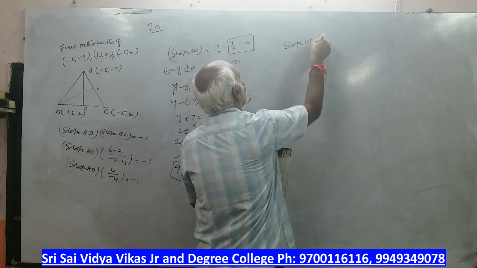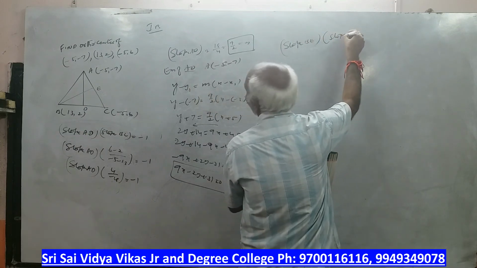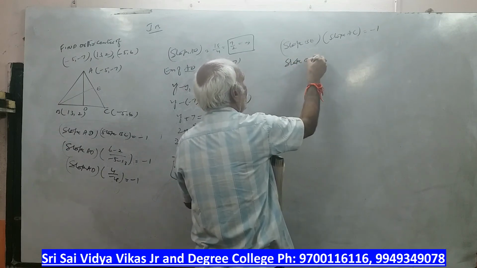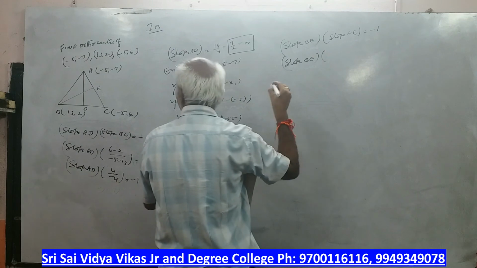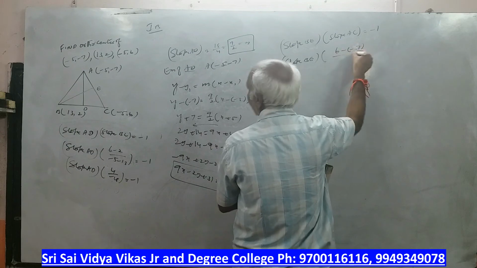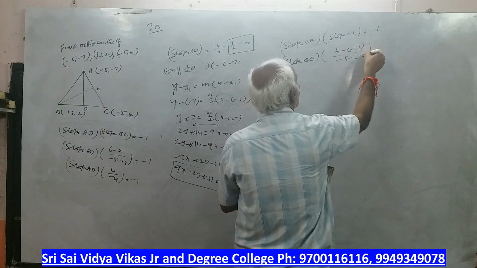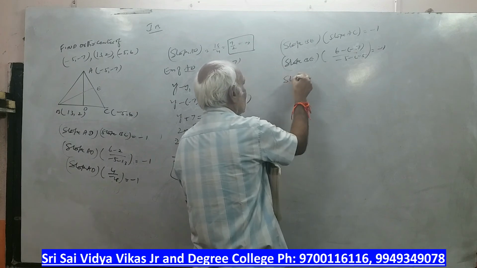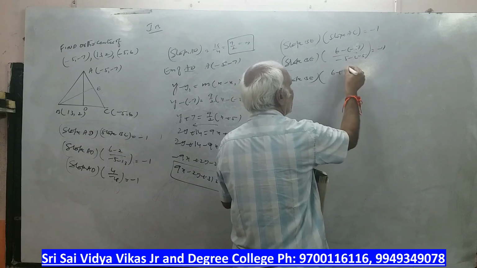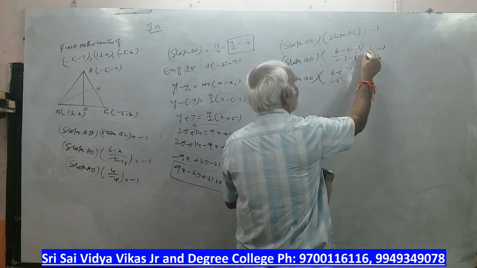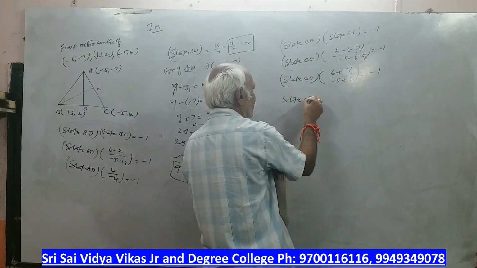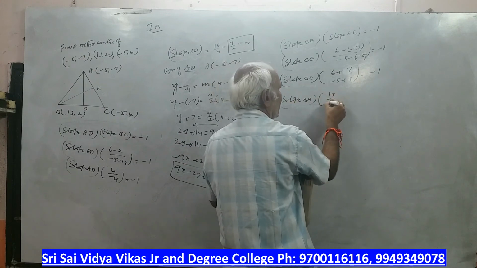Now, again, look here. Slope of BE into slope of AC is equal to minus 1. Observe here this problem. Slope of BE into slope of AC, 6 minus of minus 7 by minus 5 minus of minus 5. Observe here what will happen. Slope of BE into 6 plus 7 by minus 5 plus 5 is equal to minus 1. Slope of BE is equal to 13 by 0.